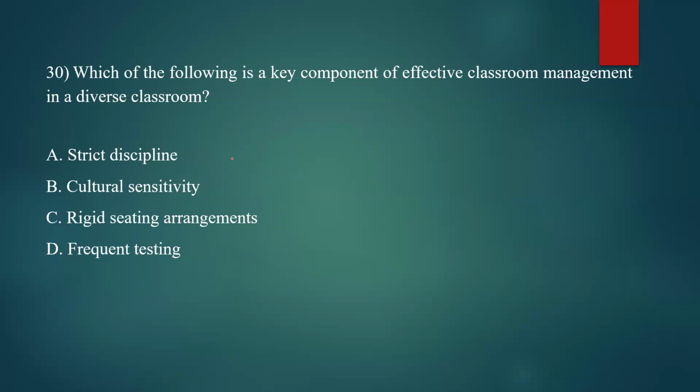Which of the following is a key component of effective classroom management in a diverse classroom? A diverse classroom is there. Which one is the best technique we can use over there? That's what I'm asking. Strict discipline cannot be implemented. Cultural sensitivity, we have to consider first. The rigid seating arrangement is not needed. Frequent testing is also not needed. So while considering the diverse classroom concept, I think the most suitable answer is cultural sensitivity.